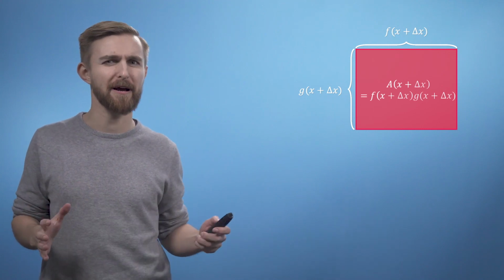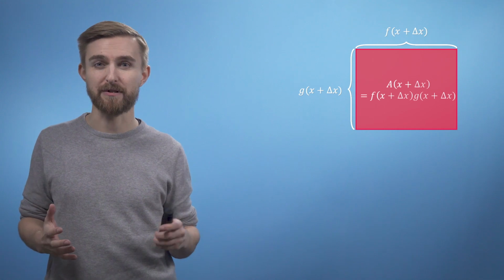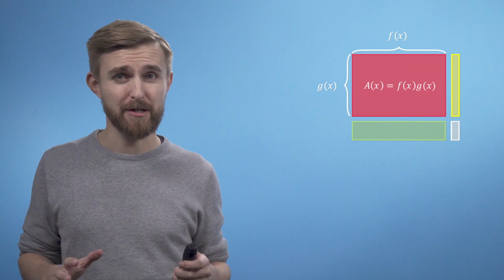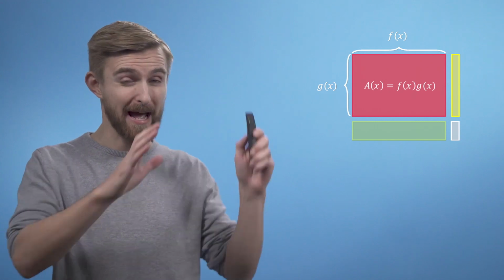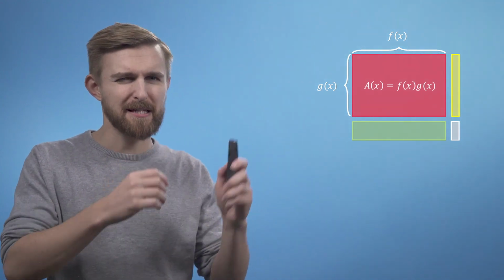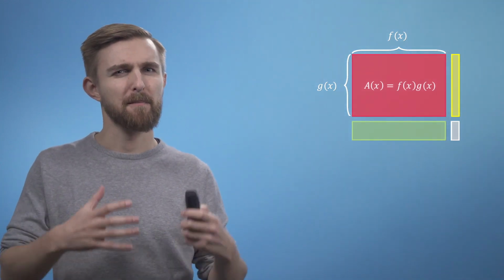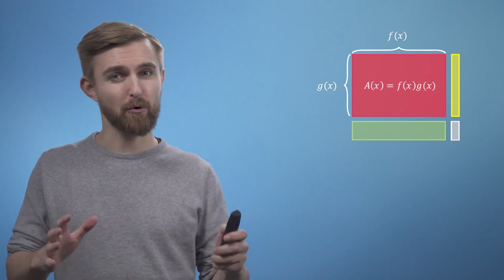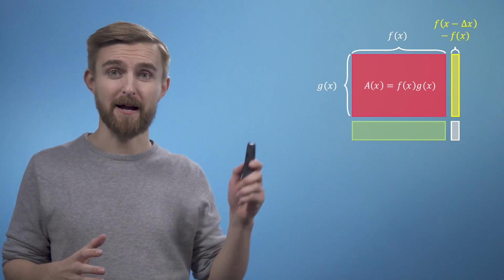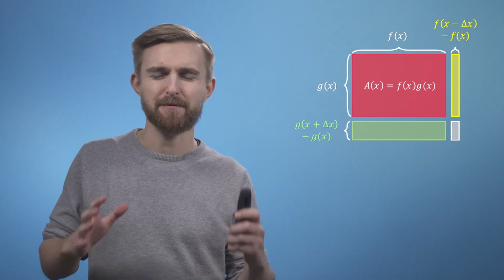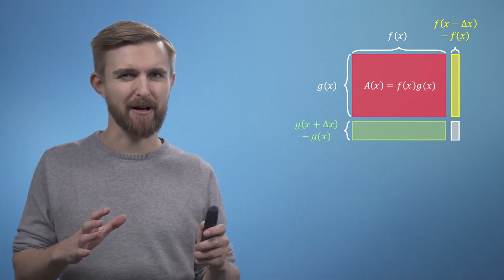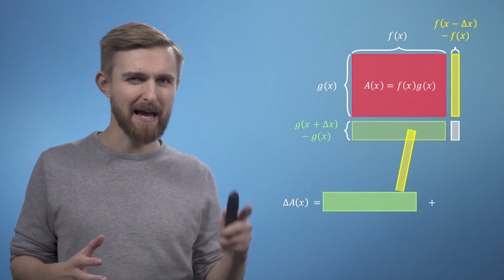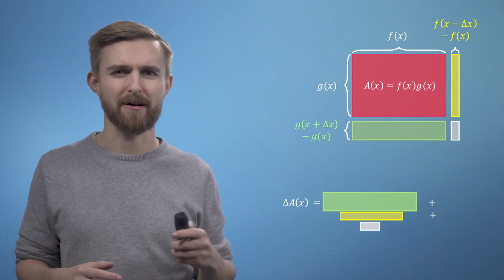We can now divide up our rectangle into four regions, one of which was our original area, A of x. As the total edge length along the top is now f of x plus delta x, this means that the width of the new region must be the difference between the original width and the new width. And of course, the same logic applies to the height. We can now write an expression for just the extra area, which we will call delta A. This is the sum of the area of the three new rectangles.